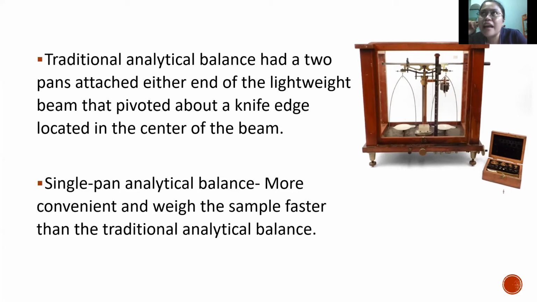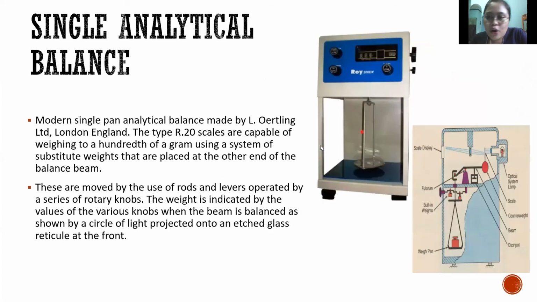But after the double pan na analytical balance, we also develop na ato ang single pan na analytical balance na mas convenient siya gamiton and mas paspas ka makakuha og weight sa imong object. So this is how a single analytical balance looks like. Okay? So, pwede po siya maka-measure og 100 of a gram, even larger than that. So, ang ilahang difference is you have one pan only.